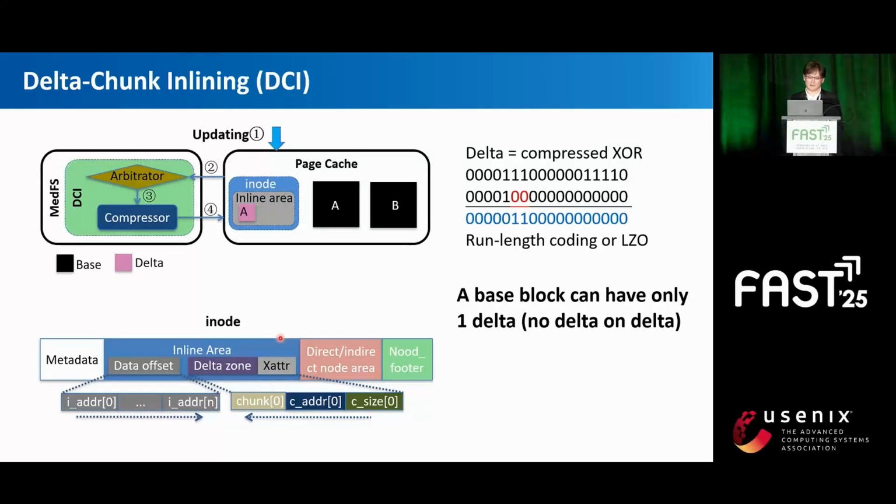Let me emphasize that because this is delta compression, for regular delta compression, it is possible that we have a delta on delta and on delta and on delta. So that will increase the overhead. But in this work, we limit the largest number of deltas that a base block can have to 1. Only 1 delta. That means on every update, we create a new delta to replace the old one.